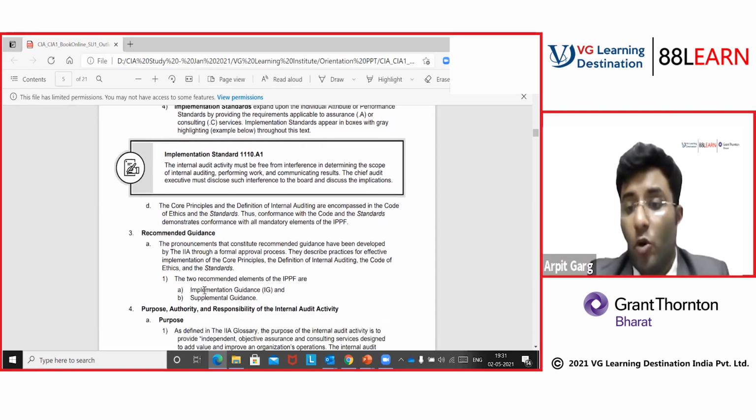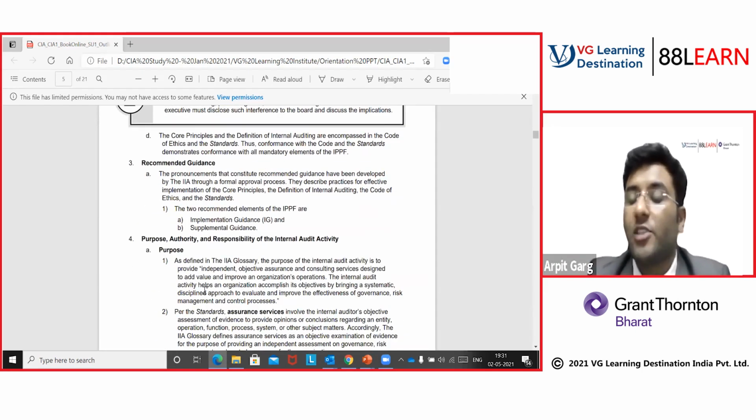We'll cover one more part, which is purpose, authority, and responsibility of the internal audit activity. What is our purpose? What is our responsibility as internal auditors? And what is our authority? Who gives us authority to perform the internal audit activity? Are we all clear so far? Can I please have the answers?